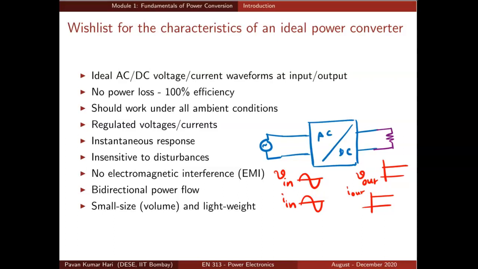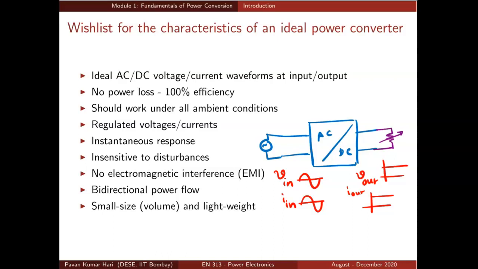The voltage and current waveforms should be insensitive to disturbances. Again, considering the rectifier circuit, if there is a sudden change in load, for example, say this resistor is variable and we have suddenly changed the value of the resistance. So the load is changed. The output voltage should not become low or high. It should be maintained at the desired level irrespective of the load changes.